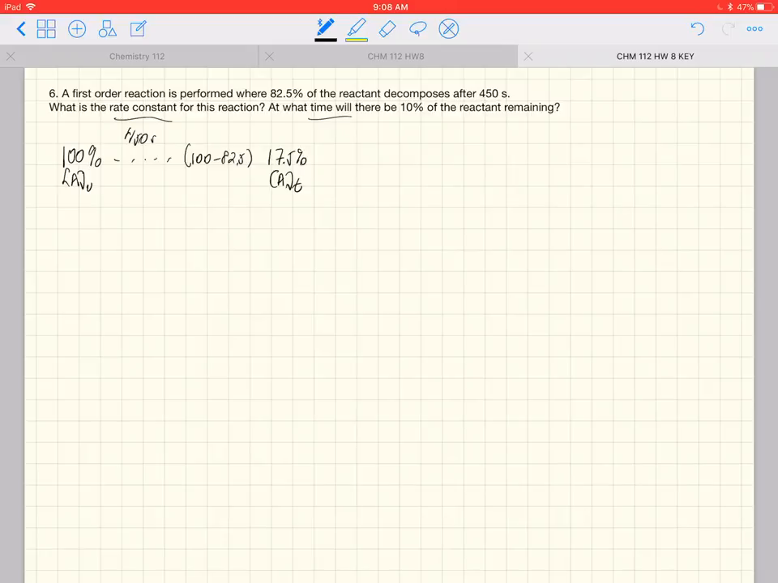And the integrated rate equation for the first order reaction has this formula: natural log of the initial amount minus natural log of the final amount is equal to kt. We want to know what is the rate constant, so we're going to divide both sides of this equation by the time.